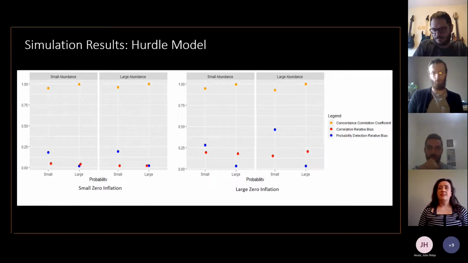If you think about it, the more of your data set that is composed of zero values, the less data you have with which to estimate your correlations.